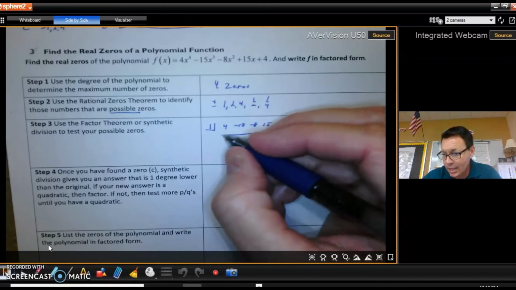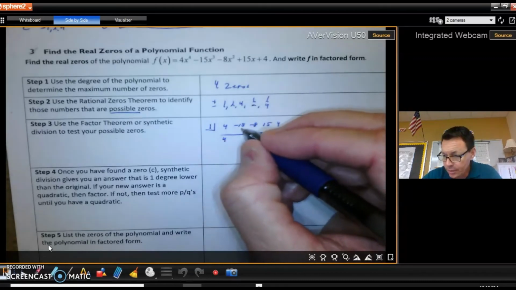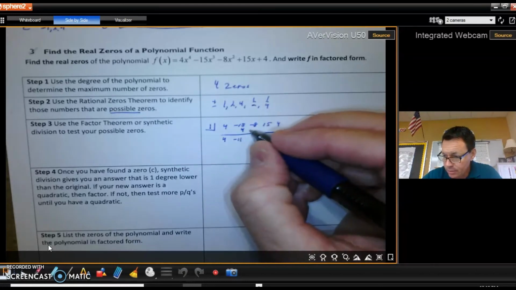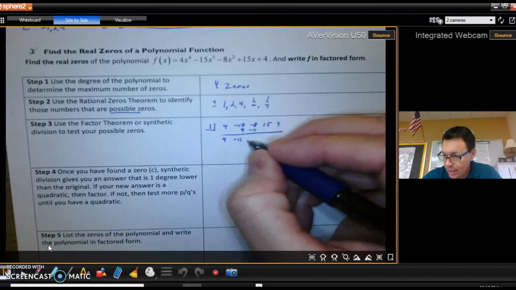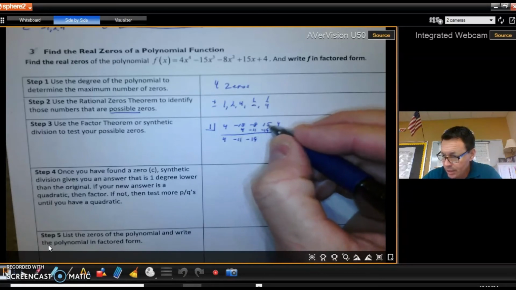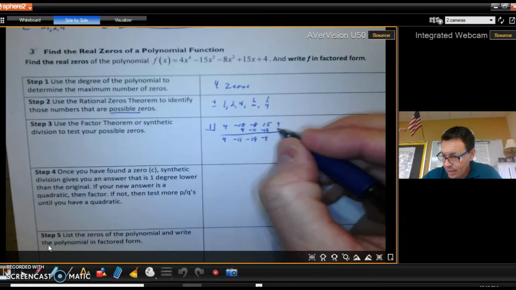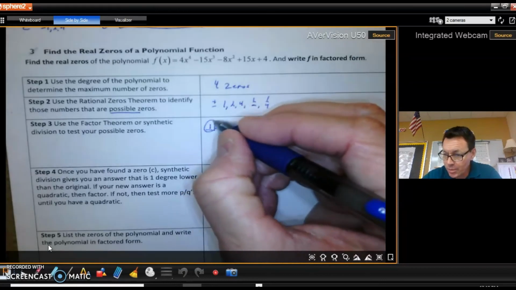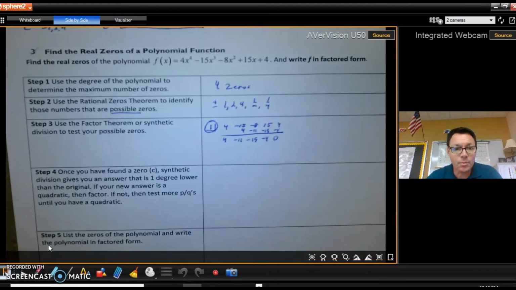Because remember, you're just adding and then multiplying. Adding, and then multiplying, adding, what's that, negative 19, multiply, add, and multiply, and add. All right, so that worked. That is one of my zeros. Okay, so this is one of my zeros, which also means I know one of my factors.